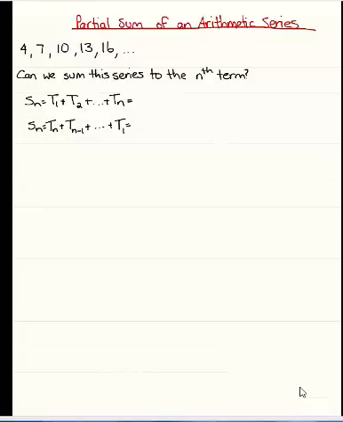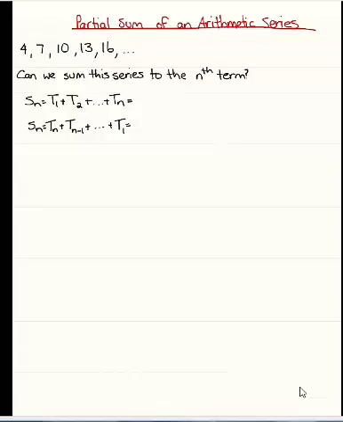Alright, so what we're going to look at now is the partial sum of an arithmetic series. It changes from a sequence to a series if we start adding up the terms. So looking at the original sequence that we had, 4, 7, 10, 13, 16, etc. Summing that series means doing 4 plus 7 plus 10 plus 13 and however many terms you need to do. The n still works as it did when we said t to the n, okay?